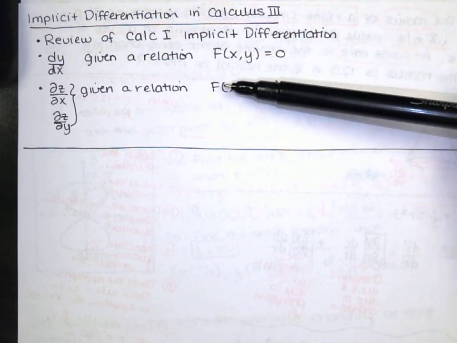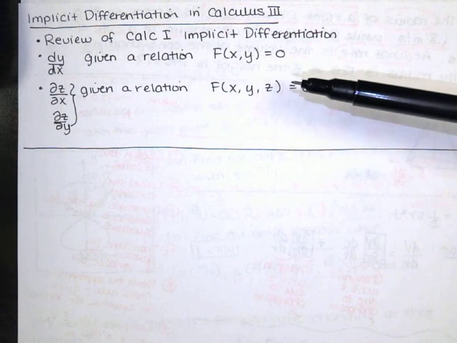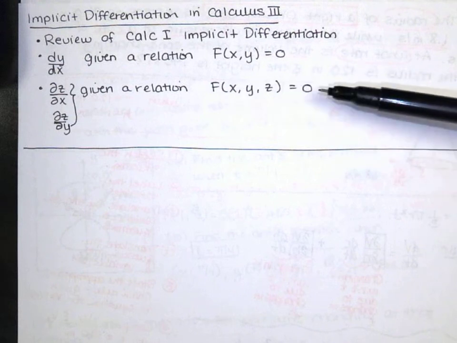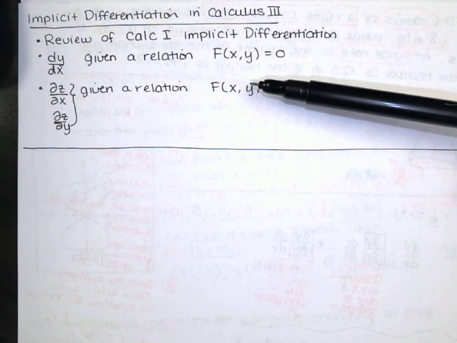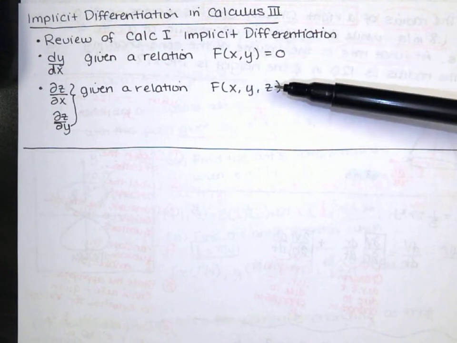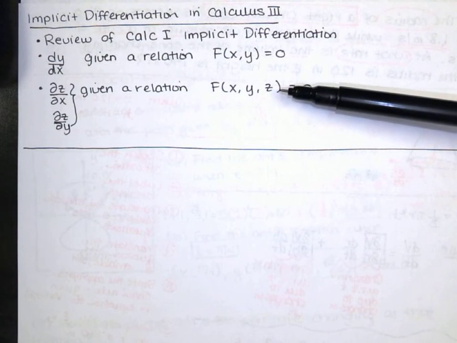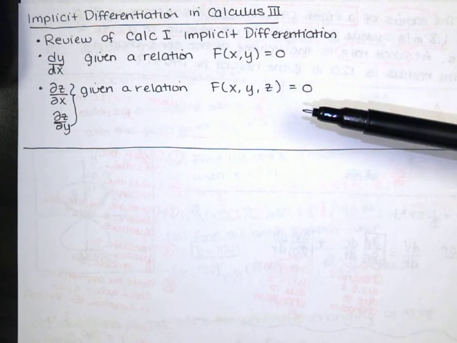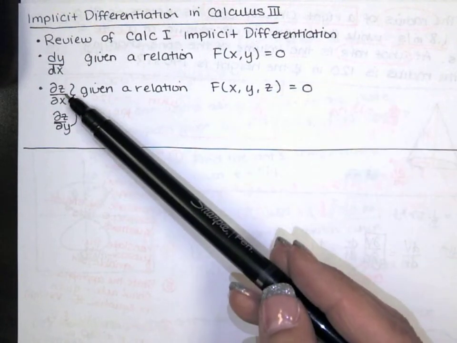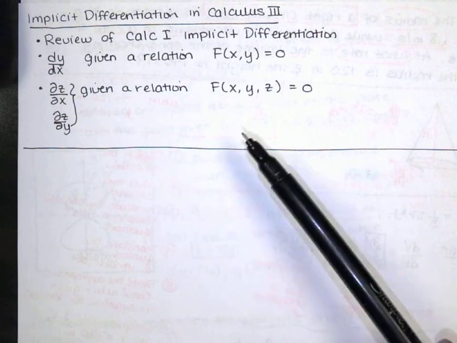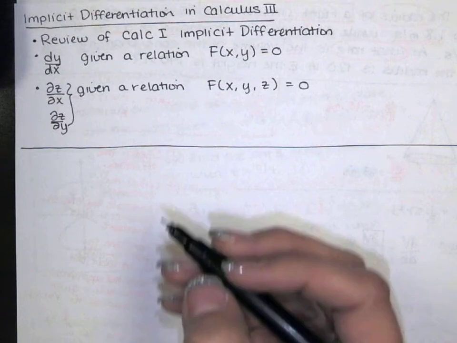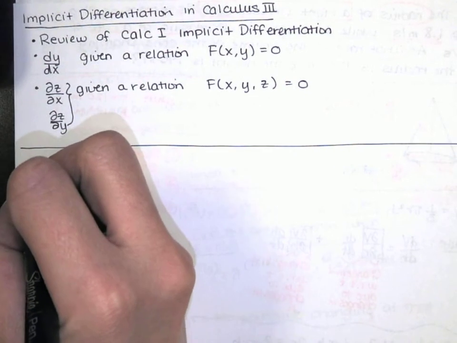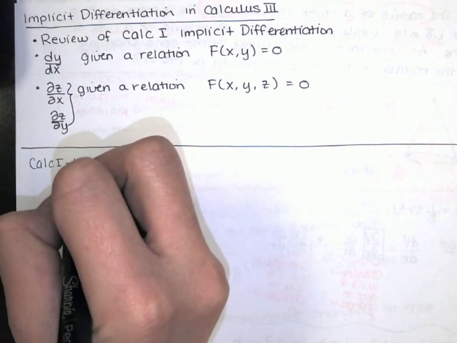Or if you have a function of x, y, and z, and maybe this relation implies a relationship between z and x and y. So maybe we're considering z as a function of x and y. We can use the chain rule to find the partials of z with respect to x and z with respect to y, just given this relation. So that's where we're going. Let's look at the Calc 1 process of implicit differentiation.